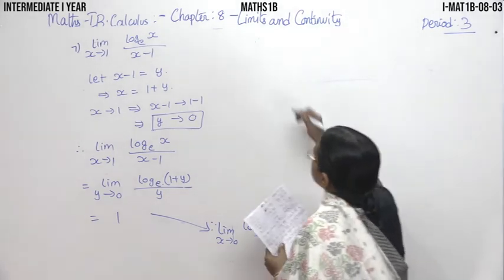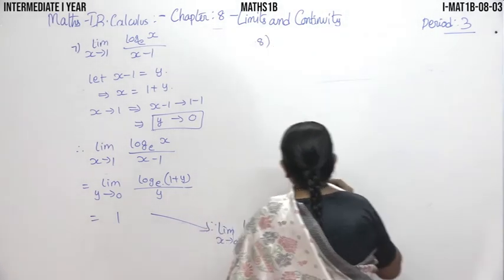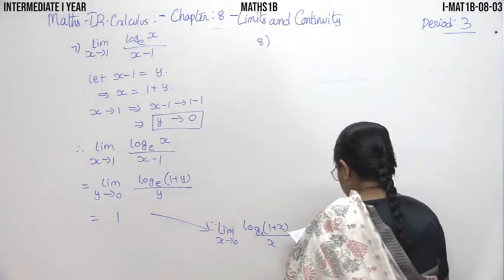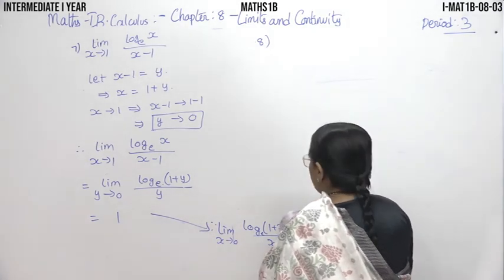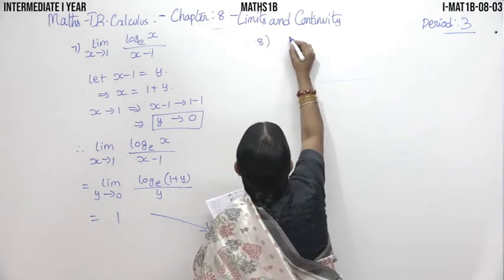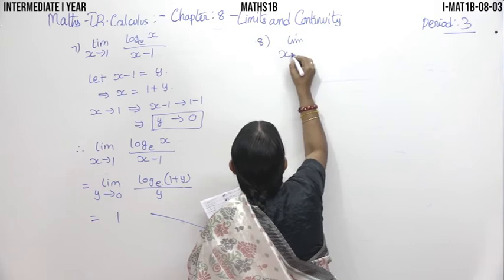Okay, next, 8th problem. So we completed this problem. These are all example problems which are very, very important. Some more are there, I'll give them as homework. Okay, next problem. Limit x tending to pi by 2.